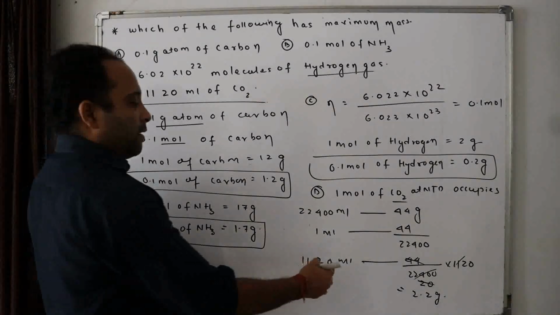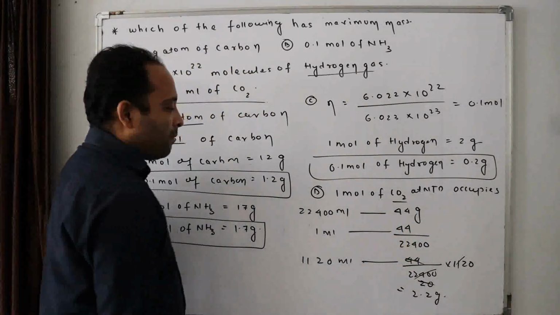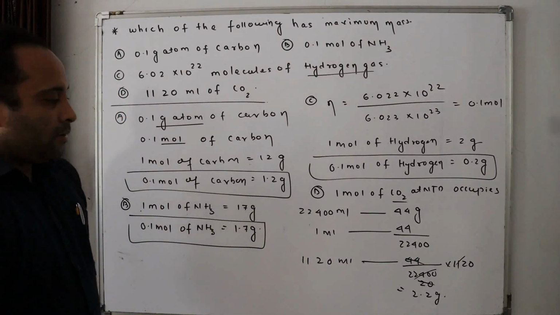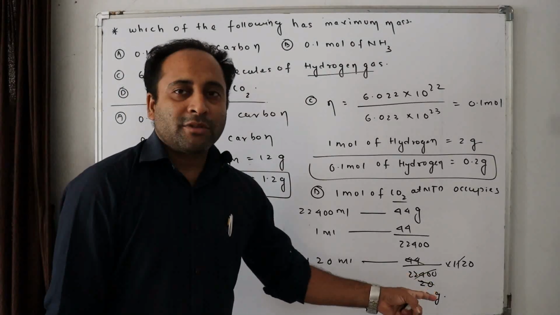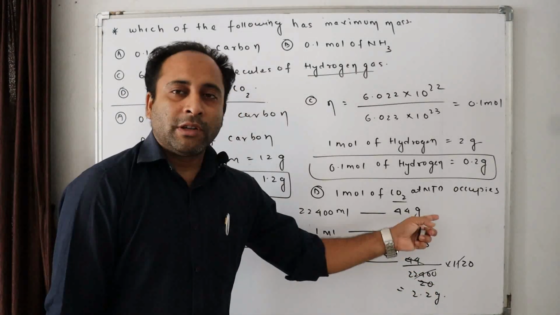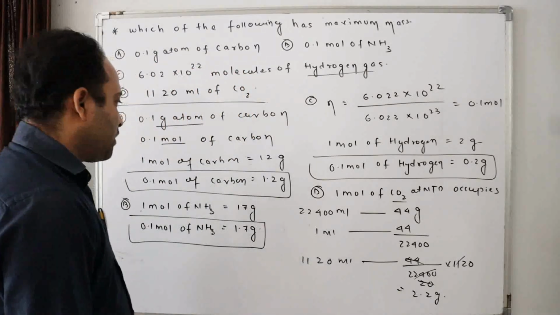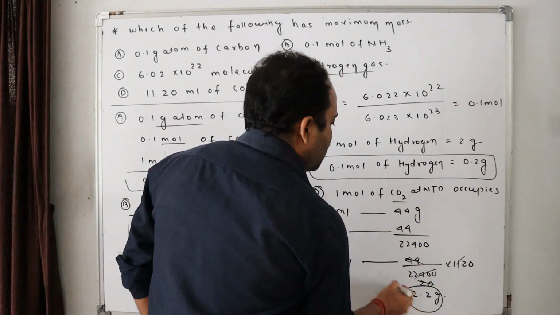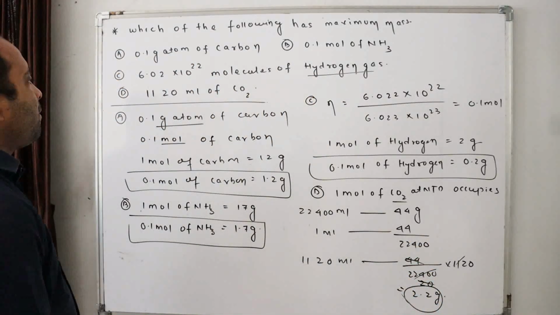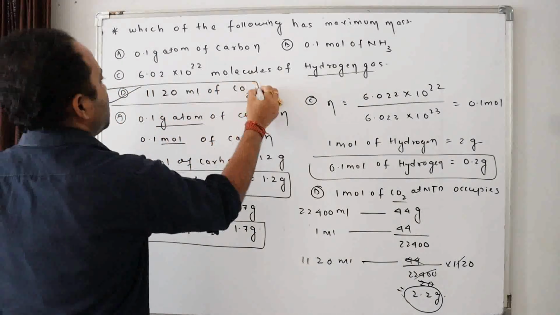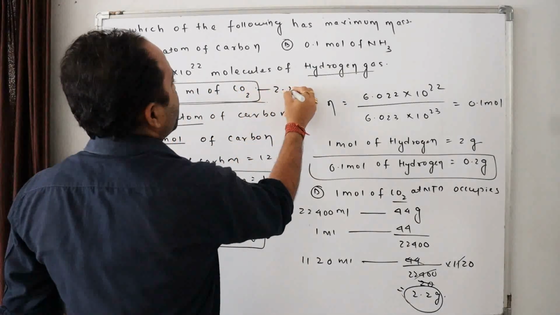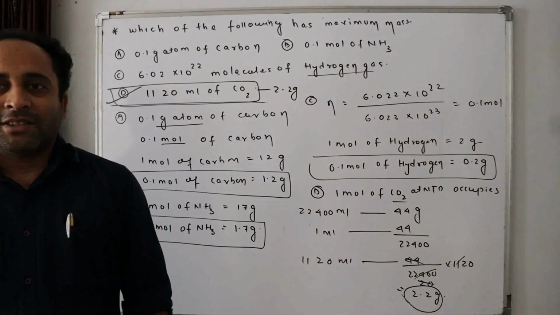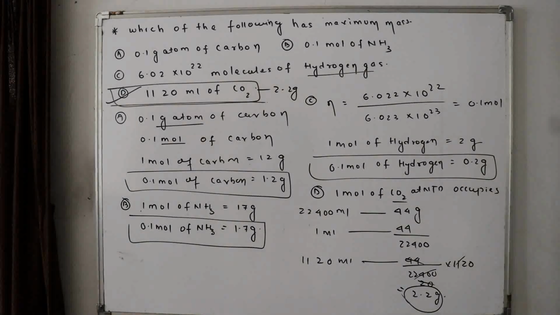Or I can convert 1120 ml to the number of moles, so the number of moles will be 0.1 mole. Then I can multiply it by 44 grams, isn't it? Now it is 2.2 grams. Now tell me, this is 1.2, this is 1.7, this is 0.2 and this is 2.2. So which of the following has the maximum mass? The answer is D, maximum mass of 2.2 grams. Easy? Clear? Let us go for the next question. Copy this.